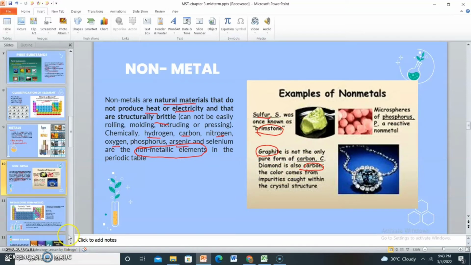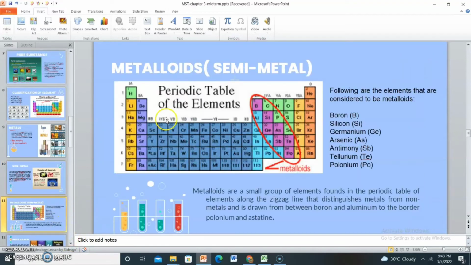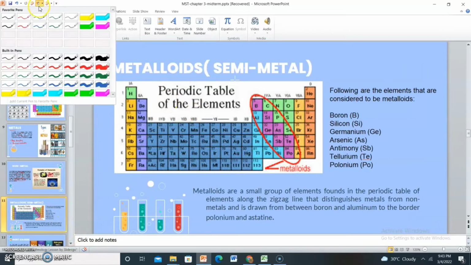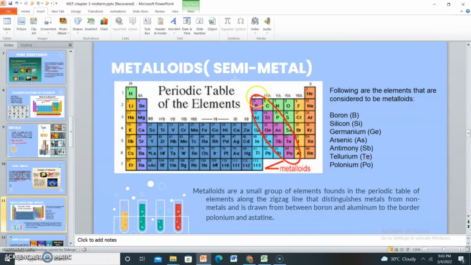The next one is the metalloids. As you can see in the periodic table, these are the metalloids. Metalloids are the small group of elements found in the periodic table, elements along the zigzag line. The zigzag line distinguishes metals from non-metals. It is drawn from between boron and aluminum to the border of polonium and actinium.